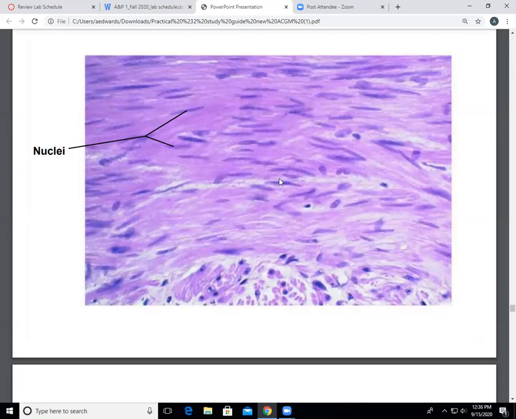Where do you find them? So the skeletal muscle is attached to the skeleton. Cardiac muscle is found at the heart. Smooth muscle is found at the blood vessels and walls of hollow organs.